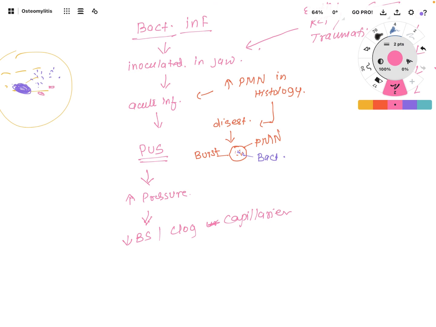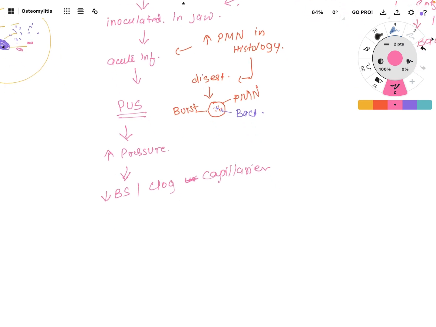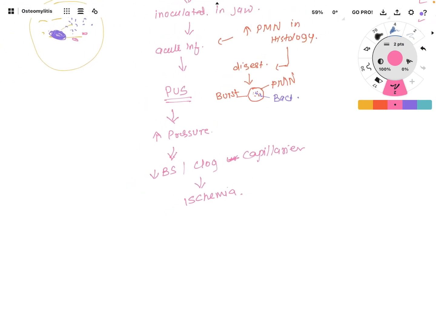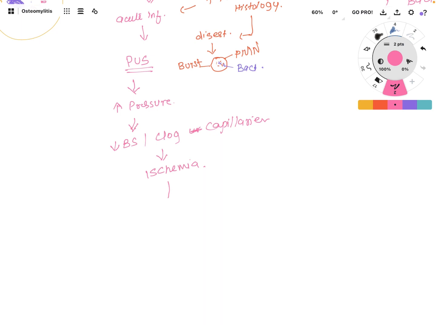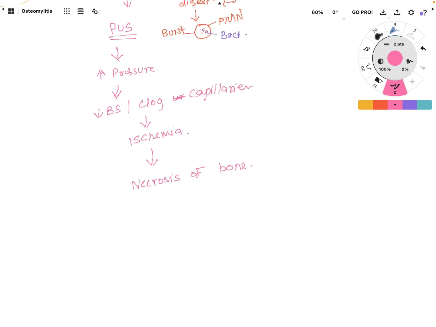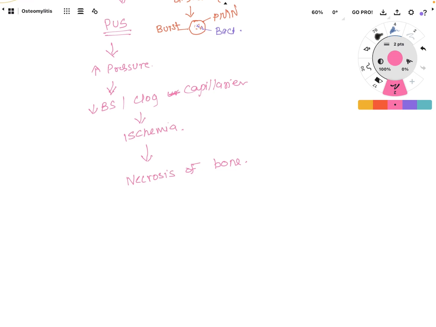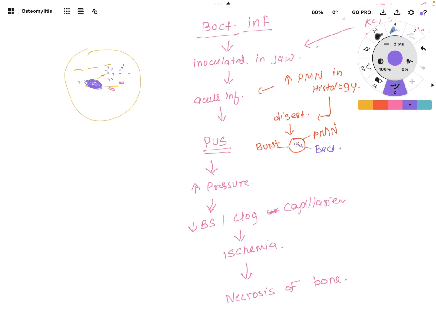Because of this, what will happen? There is ischemia. If there is ischemia within your bone, what will happen? This ischemia will form necrosis of bone. And if there is necrosis of bone, you will have dead bone present there.